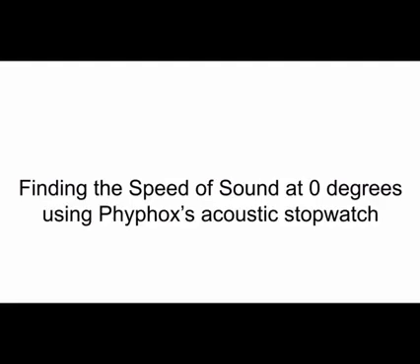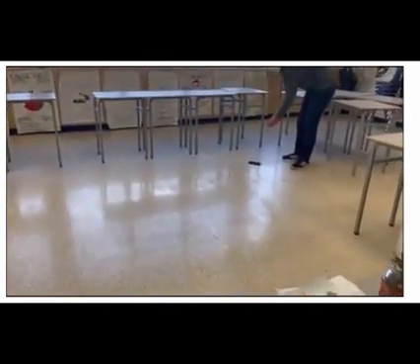In this experiment, we will be finding the speed of sound at 0 degrees Celsius by using Phyphox's acoustic stopwatch and a clap method. Two phones are placed a certain distance apart, and a sound is made close to one phone with the acoustic stopwatch. The watch close to the clap starts first, while the other one starts at a delay given by delta t equals d over the speed of sound.